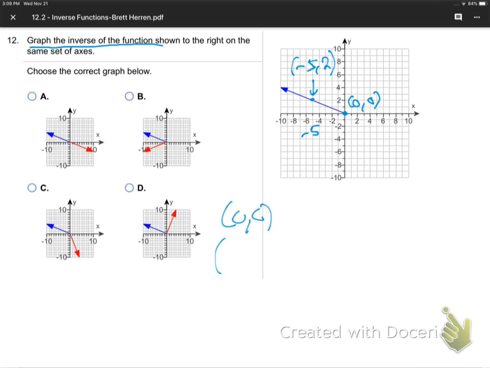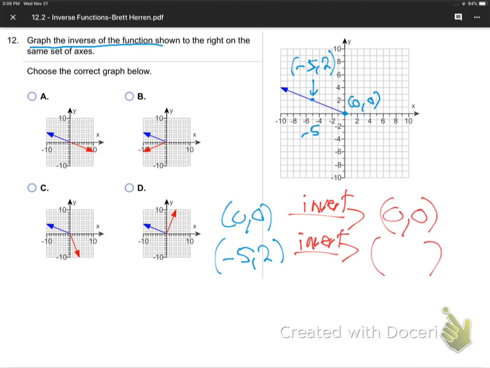So you take 0, 0 and minus 5, 2. And what do we do for the inverse function? We invert them. We invert x and y. So invert them, 0, 0. Invert them, 2, minus 5. So 0, 0, that's going to be the same exact dot. And then over 2 down 5, that's right here. Connect those two dots. There's the other line. So it's C, isn't it? We got it. So that's inverse functions.